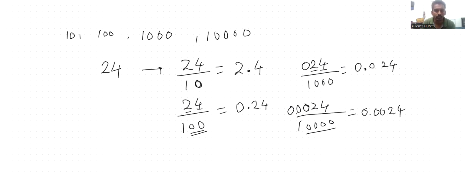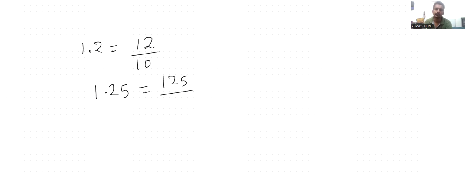Same way you can convert every decimal number into a fraction. Like 1.2 is there. Now 1.2 means decimal is there. After the decimal, one place is there. So 10. Suppose 1.25 is there. So you can write it as 125 divided by 2 zeros, means 100. So you can convert fraction into decimal, decimal into fraction.